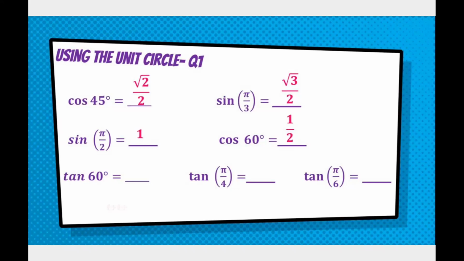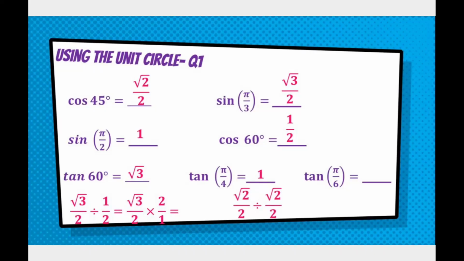Tangent, all the tangents, we have to do y over x and do a little bit more math. So tangent of 60 degrees would be square root of 3 over 2 divided by 1/2. Notice I write it out like this, then I flip the second one and cancel, and that would simplify to just square root of 3. Pi over 4 is the 45 degree angle. Hey, that's an easy one. We're just doing y over x, which is square root of 2 over 2 divided by itself, which is just 1. And then pi over 6 would be 1/2 divided by square root of 3 over 2. If I flip that and cancel everything, I just get square root of 3 over 3.